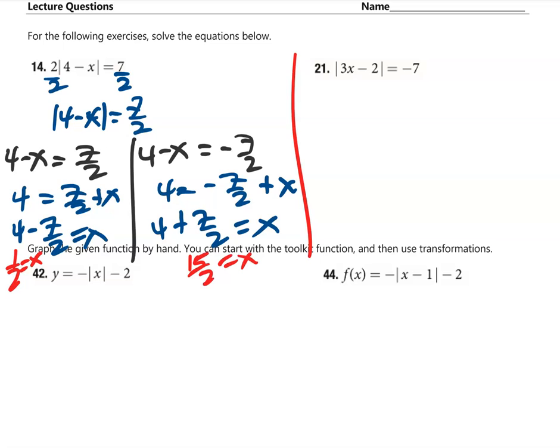21. Absolute value of 3x minus 1 is equal to negative 7. Remember, this is negative and it can never be equal to a negative number. So no solution. Again, don't forget, absolute value can never equal a negative number.